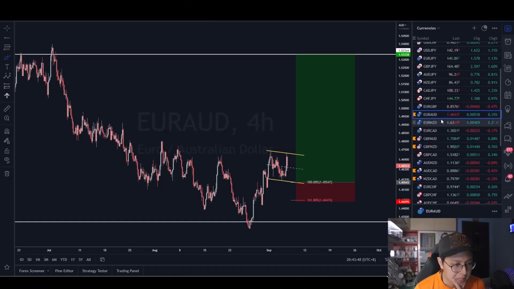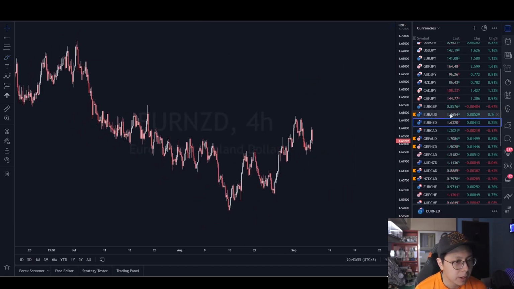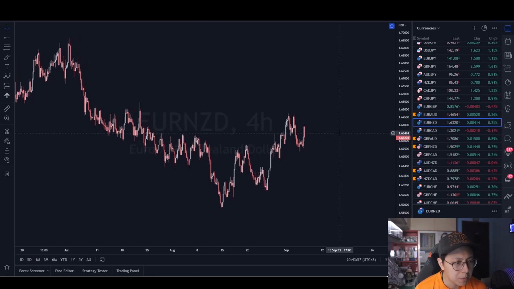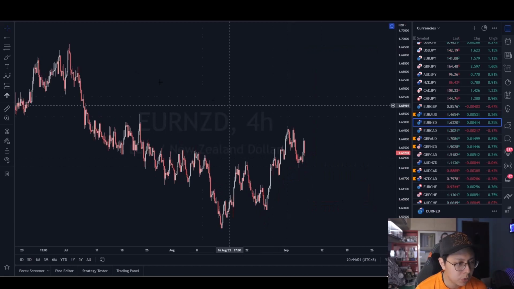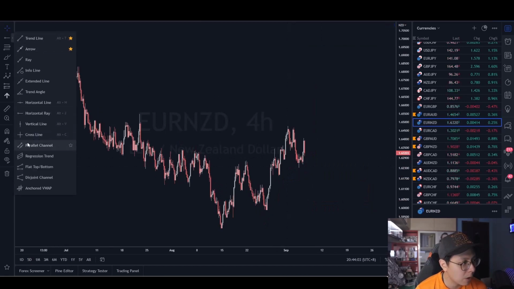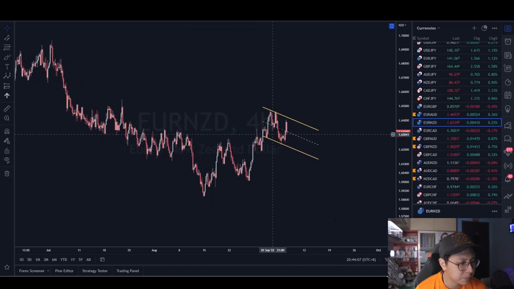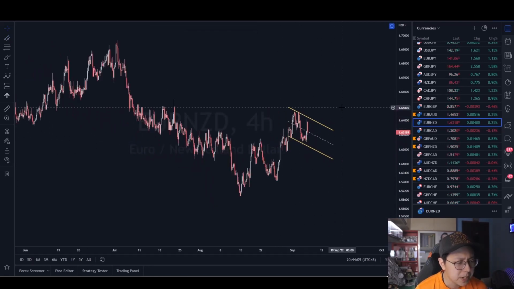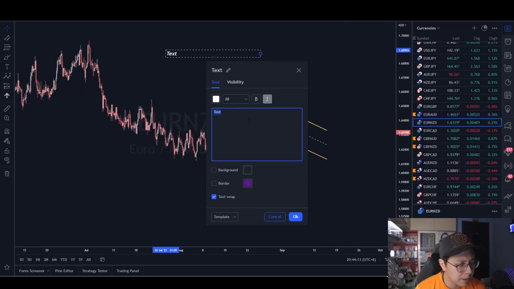Now, if you take a look at this, we have a little bit of time, so I'll explain this principle as well. Some of you might be thinking, oh, Euro AUD looks great. Can we trade the Euro New Zealand as well? Can we trade it similarly like that? This is where you want to start taking note of what we call context.